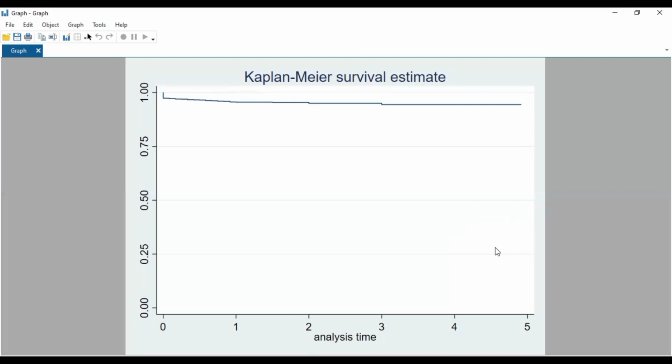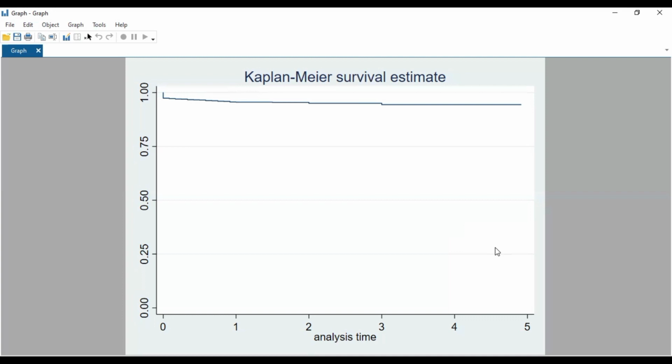So it also helps us to have a clue when we are comparing between groups. The one that is higher has a lower death rate or a higher survival rate compared to the one that has a lower or a steeper curve.